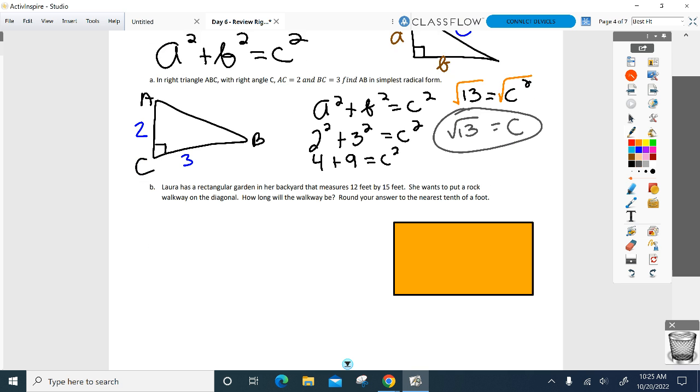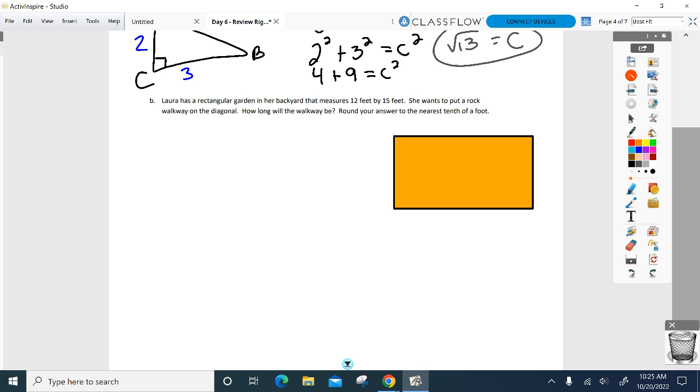Other ways I can use Pythag. We got good old Laura here. It looks like we got a landscaper on our hands. She's got a rectangular garden, 12 by 15. All right, draw a simple rectangle. One side's 12, one side's 15. It's not going to matter which is which.